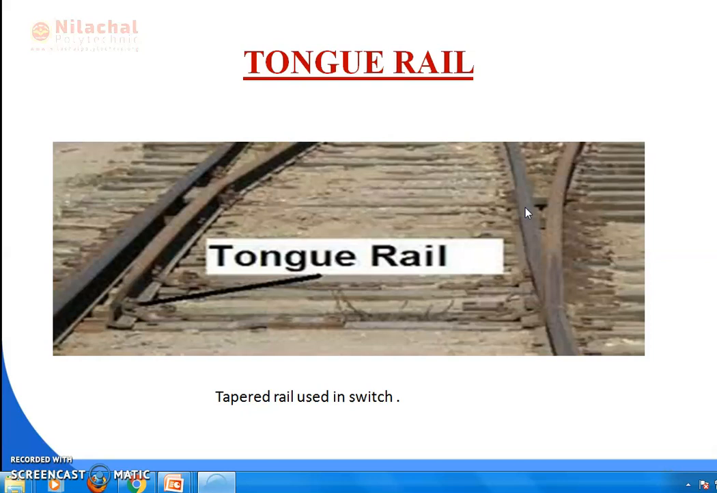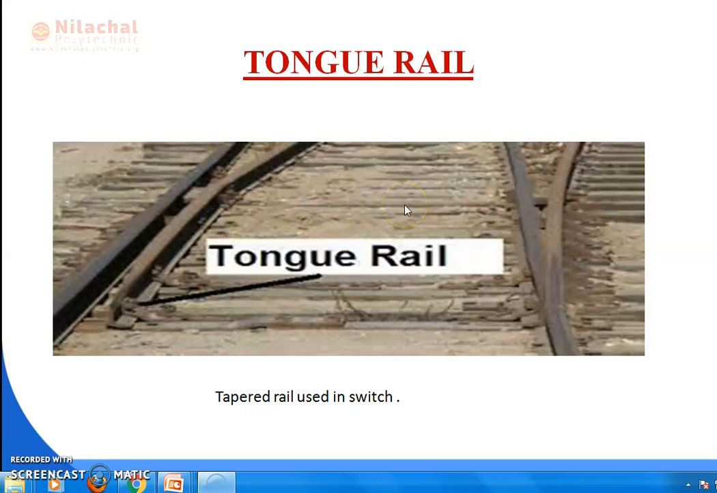These are tapered to a point or tongue, which is supported on sliding plates and connected by the stretcher bar near the toe, and both the tongue rails move a surface distance or gap. So here two tongue rails are provided between the two stock rails, and it will help to connect or stretch the bar, or stretch the gap between the two rails.